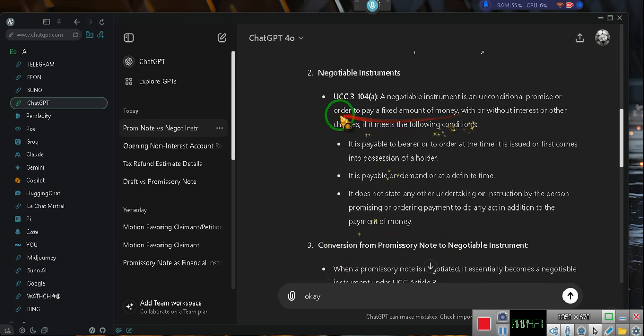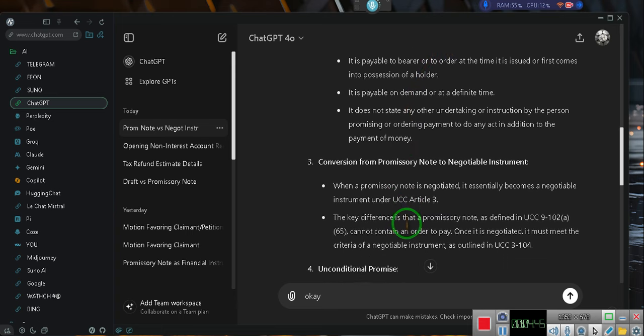Hold on, let's make sure. Remember, right there, you can go to 4A and document that a promise to pay is an unconditional promise to pay. When you add conditions, it's no longer a promise to pay. Payable to the bearer, payable to the order, at the time of its issuance, when it first comes into the possession of the holder. It is payable on demand or at a definite time. That's a negotiable instrument, not a promissory note. Negotiable instrument and a promissory note are not synonymous.